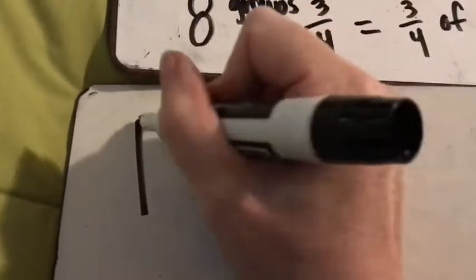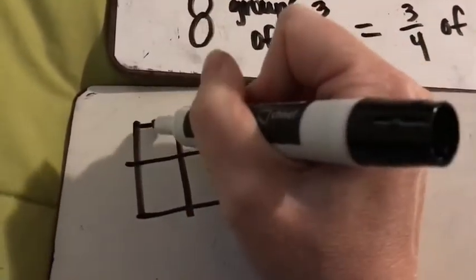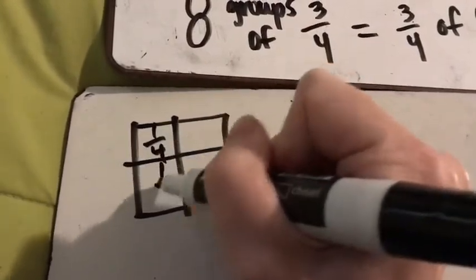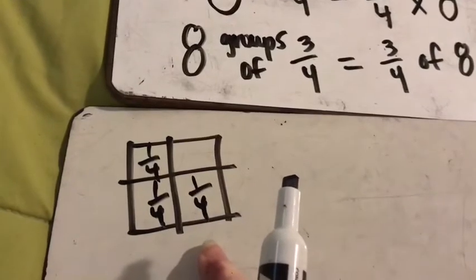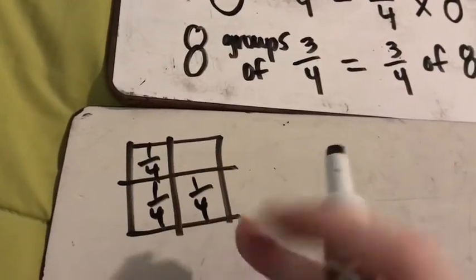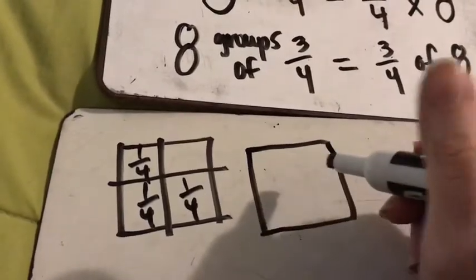So let me make one group, one set of 3/4. So that would be one whole split into 4 equal parts. I'm just going to label 3 of the fourths. So this is one set of 3/4, and I'm going to repeat that until I have 8 sets of 3/4.